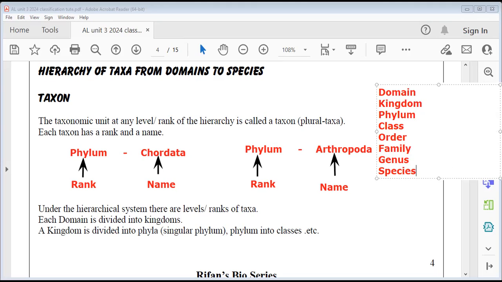Understood? If you take one domain, within a domain, generally many kingdoms will be there. Within a kingdom, there will be many phyla. Within a phylum, many classes. Within a class, many orders. Within an order, many families. Within a family, many genera. Within a genus, many species. Okay, I will just take an example.